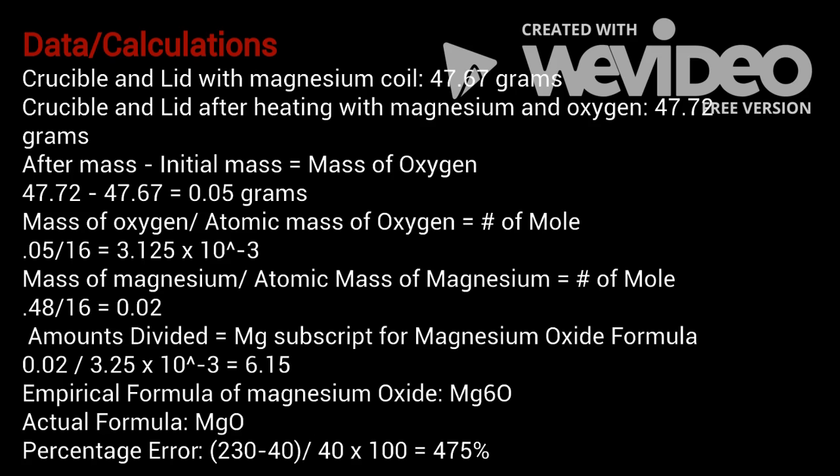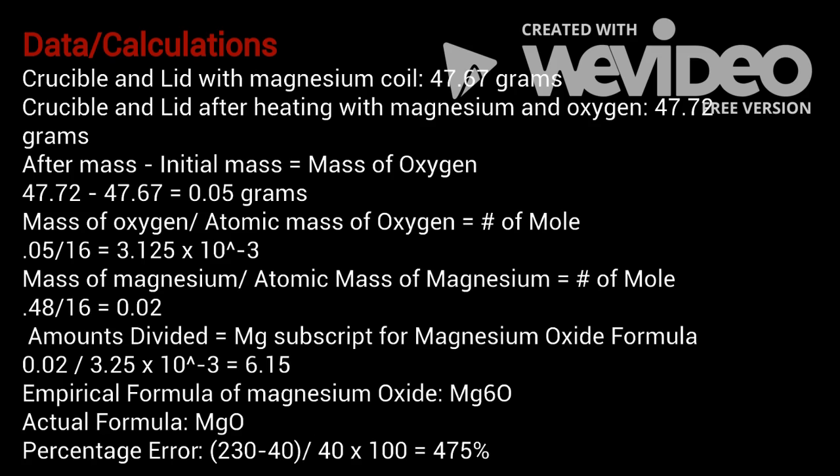And when you divide the mass of oxygen by the atomic mass of oxygen, it equals the number of moles of oxygen, which is 0.05 divided by 16 equals 3.125 times 10 to the power of -3. Then we divide the mass of magnesium by the atomic mass of magnesium to find the number of moles of magnesium, which is 0.48 divided by 16 equals 0.02.